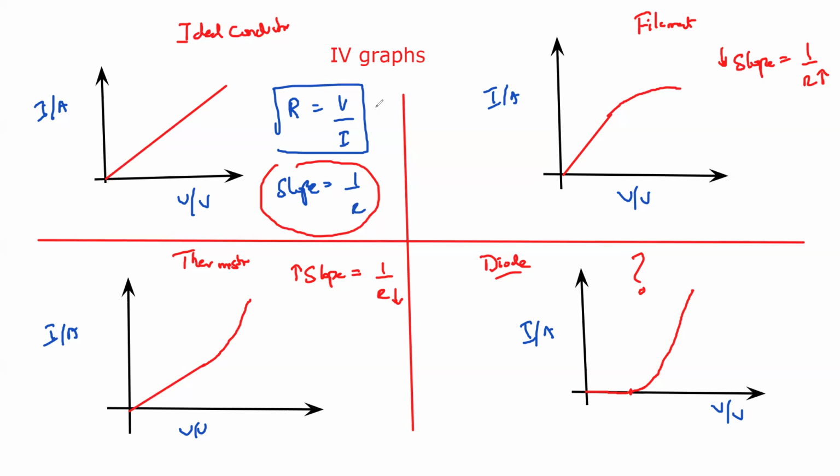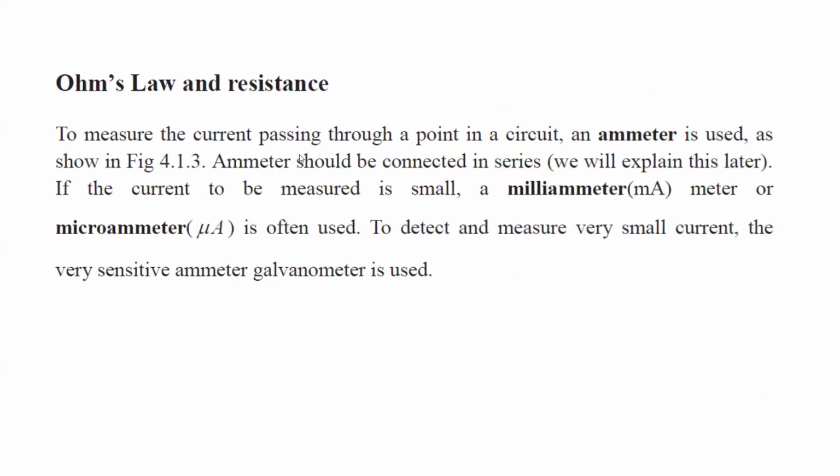We will explain the shape of the IV graph for a diode, and then we'll do the potential divider circuit. To understand the shape, you have to understand the internal structure of a diode. And for understanding the internal structure of the diode, you have to understand the concept of a semiconductor. So, what are semiconductors? Group 4 elements are semiconductors. Let's take the example of silicon. Silicon and germanium are semiconductors.